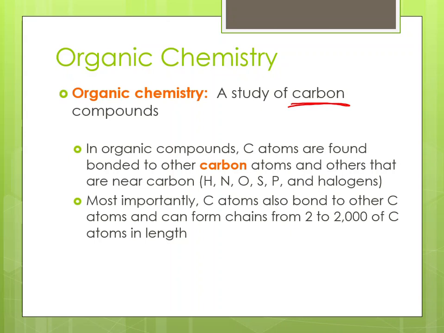Most importantly, the carbon atoms also bond to other carbons and can form chains from 2 all the way up to 2,000 atoms in length. Last year when you studied biology, you studied a lot of these organic compounds: nucleic acids like DNA, proteins made of amino acids, carbohydrates made of monosaccharides and disaccharides, and lipids with glycerol and fatty acid chains. These are all natural organic compounds. They all have lots of hydrogen and carbon in them, but carbon is the main aspect to identify it as being organic.